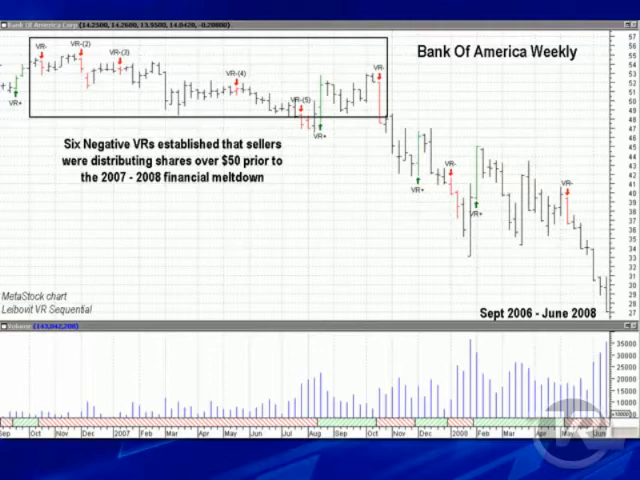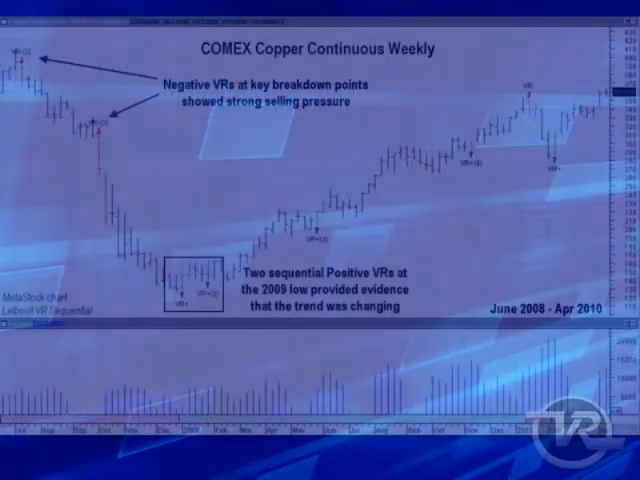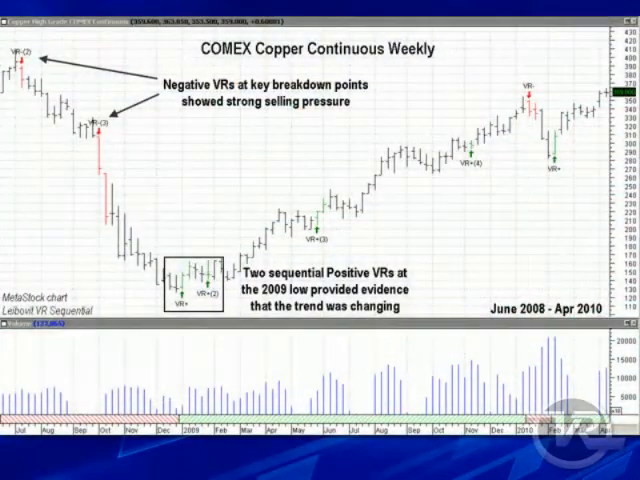The VR Sequential Expert will also display if the VR signal was confirmed by volume and price follow-through. An example here on the screen is a COMEX Copper Continuous Weekly chart. A follow-through will be displayed on the bar immediately following the VR signal bar if both the volume increased and the price moved further in the same direction as the VR. The bar immediately after the displayed VR will be colored in the same color.